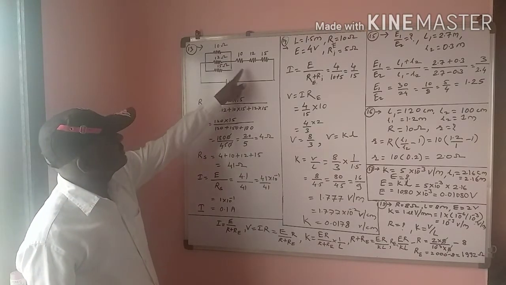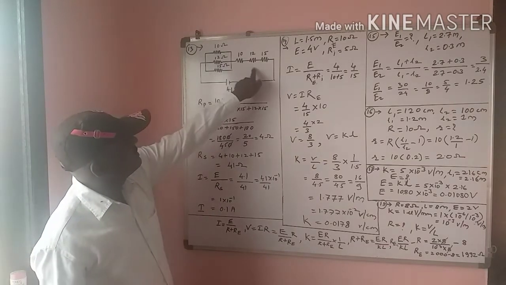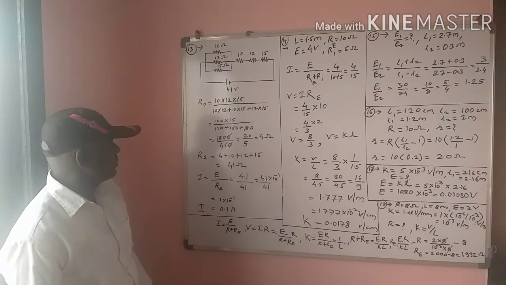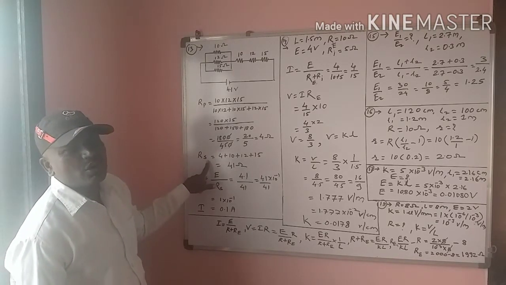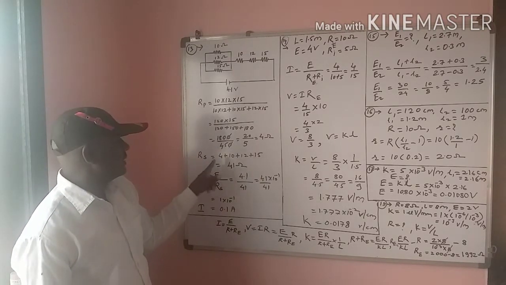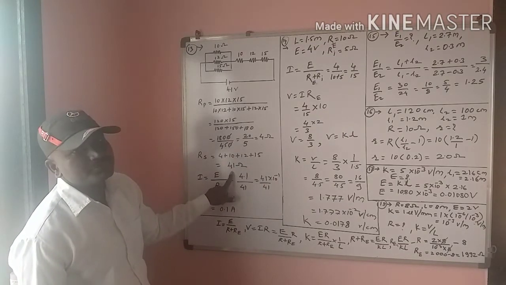Again, for the total resistance of the circuit, this resistor and these three resistors are in series, so their effective resistance is given by the addition of all these four resistors. So we write here 4 plus 10 plus 12 plus 15, the addition is 41.